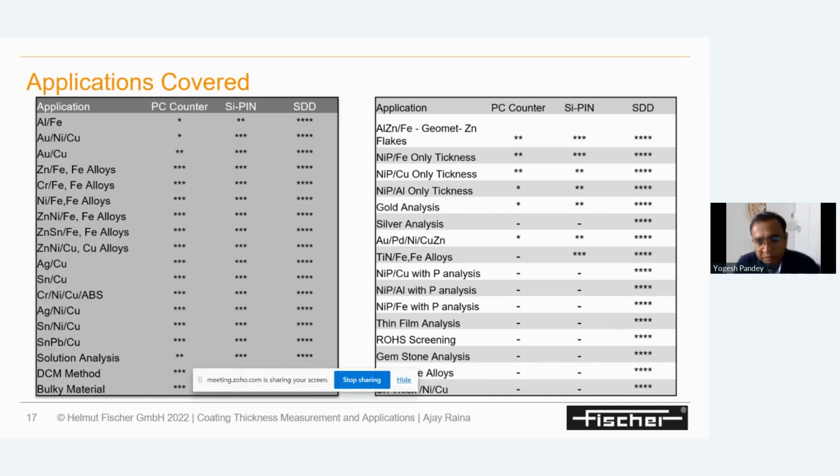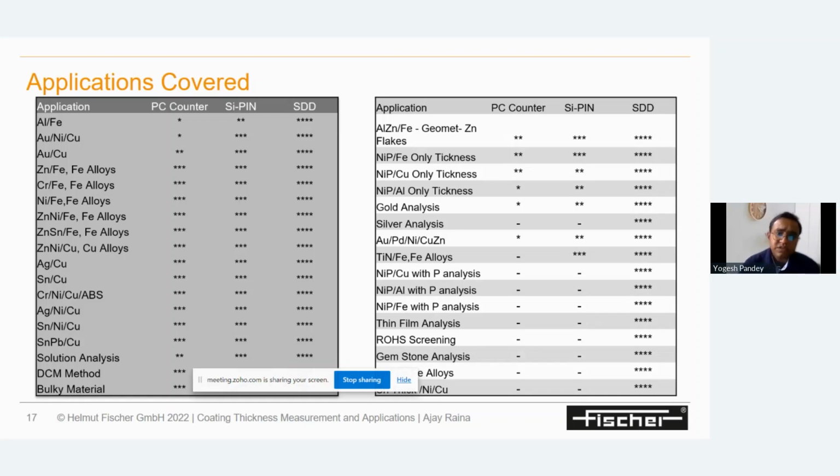So this is how a customer can select their detector based on their applications, right? If a customer has a basic application, like checking aluminum on a single layer, the proportional counter will serve the purpose. If they have a more complex kind of application, then the silicon PIN is okay for that.